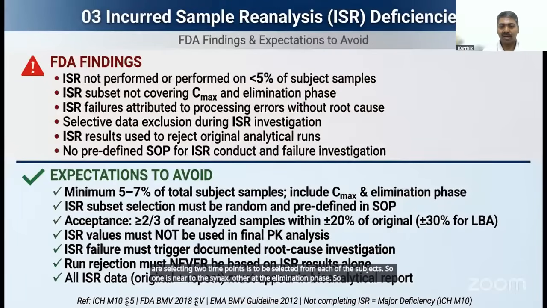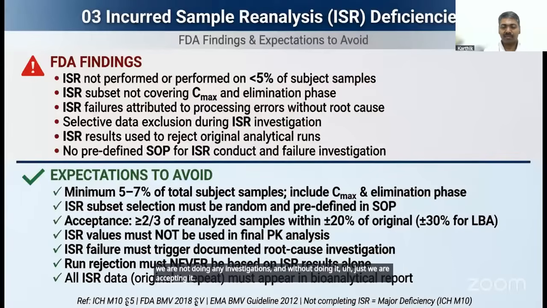How to select it is not predefined in the SOP, so that finding has come. We have to predefine in the SOP how randomly we are going to select the ISR samples. Then, ISR failure attributed to processing error without root cause. When we do the ISR, some failures happen, and we are not doing any investigation, just accepting it.